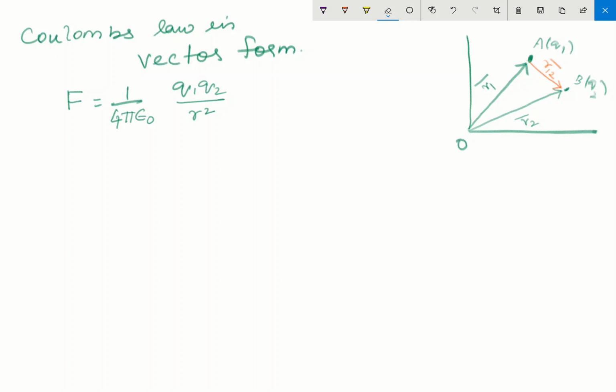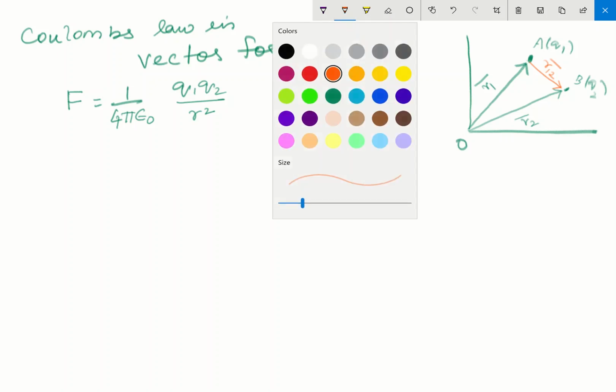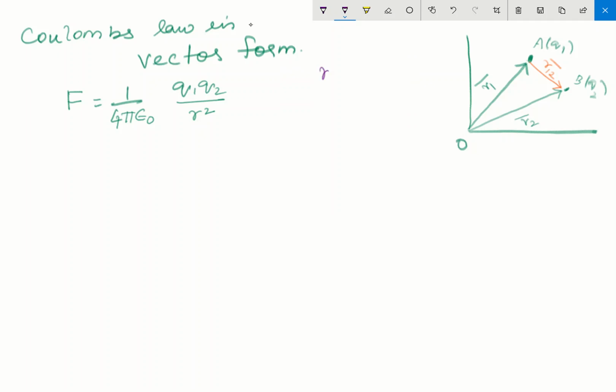What I want is this: R1 is equal to the OA vector, and R2 is equal to the OB vector. Therefore, how do we find the AB vector? AB vector is equal to R12. Now I want to find R12 in terms of the individual position vectors R1 and R2.